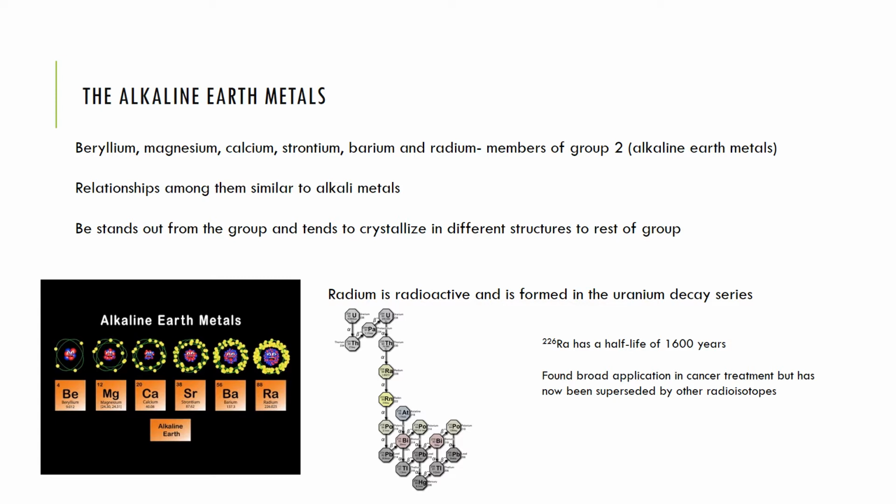Radium is radioactive and is formed in the uranium decay series, and very much unlike francium, which sits at the bottom of group 1, it has a relatively long half-life. So radium-226 has a half-life of about 1,600 years. And it was discovered, extracted and purified by Marie Curie. And of course, you will all know the broad application that it found in cancer treatment, but that has now been largely superseded by other radioisotopes.